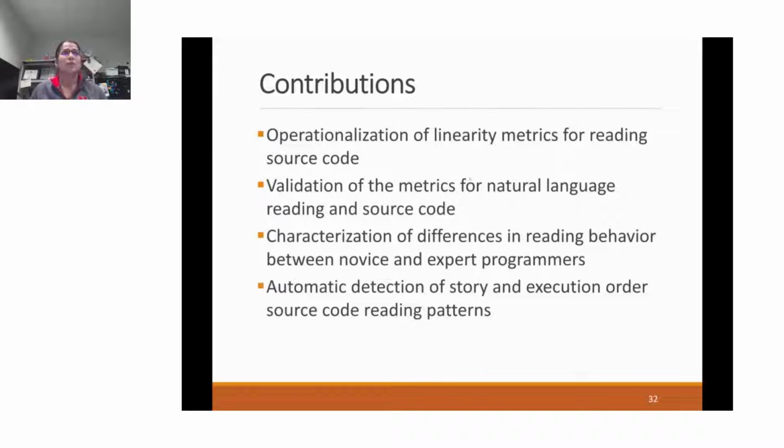So we operationalized linearity by looking to see how people read code in the story order and execution order. And then we validated them on natural language text as well as source code. We looked at differences that exist between novices and experts, true novices and experts. And then we adapted the Needleman-Wunsch algorithm for our approach to automatically detect this order in reading patterns. And we do have a replication package for this that's listed in the paper.